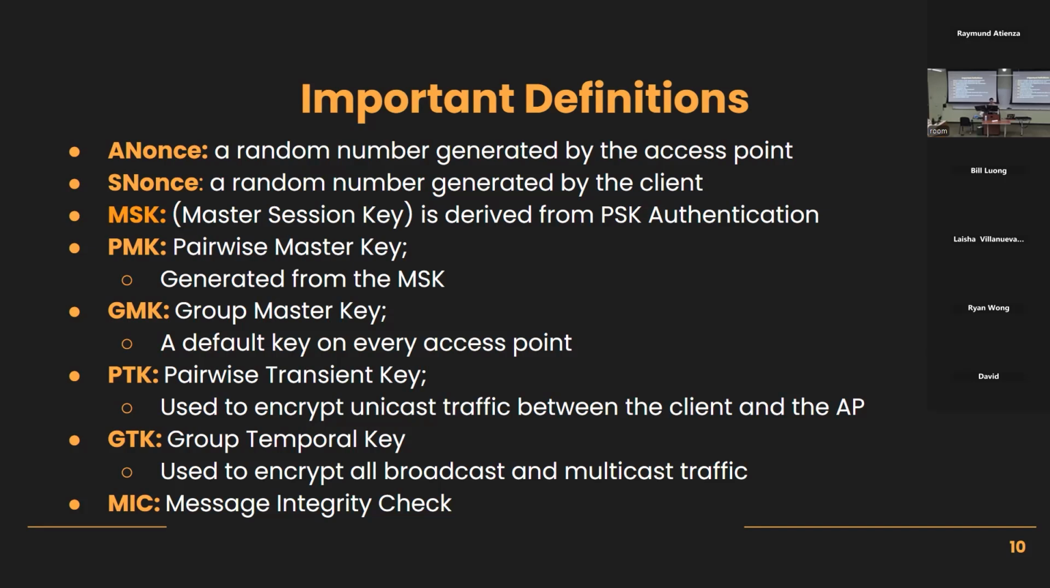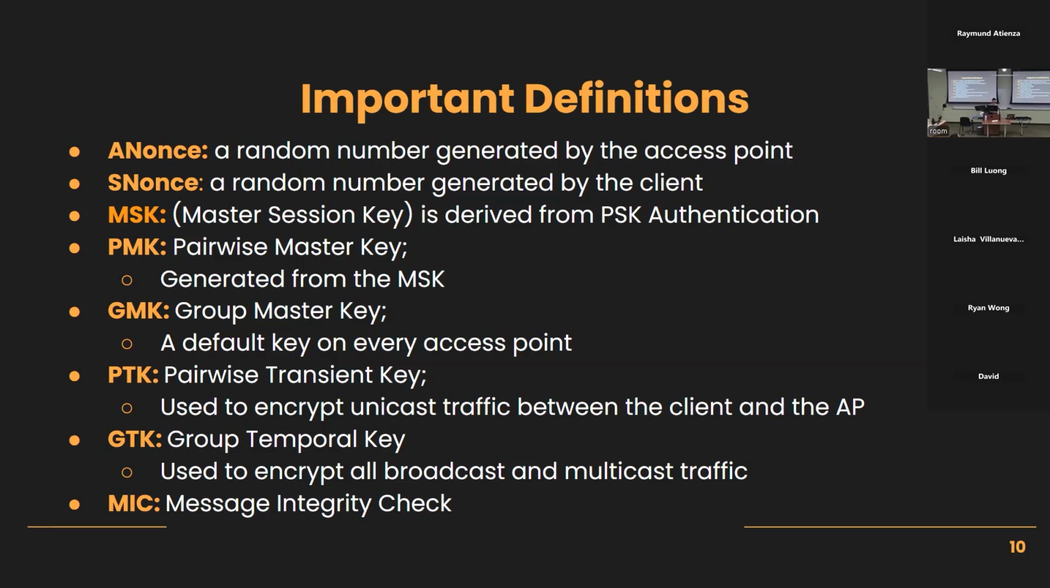PTK, or pairwise transient key, is used to encrypt unicast traffic between the client and the access point. So let's say there's traffic between one client and the access point or router. They're going to use the PTK to encrypt the traffic that flows between them. GTK is the opposite, where it encrypts all broadcast and multicast traffic. If one client wants to send a broadcast signal to multiple other clients on the network, it would use GTK to encrypt the traffic.